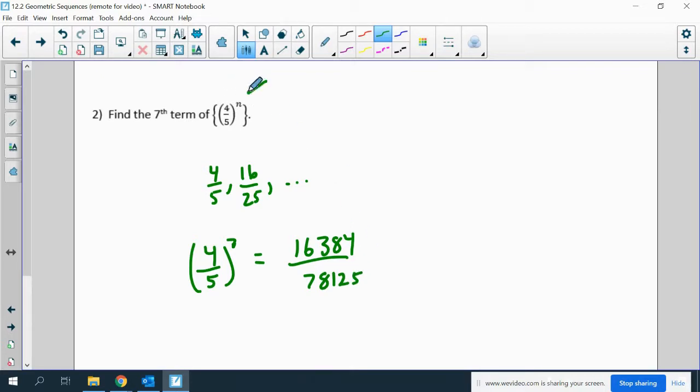Now you may be thinking, this doesn't look like the explicit form of a geometric sequence. Well, what is n equals 1? a sub 1 equals 4/5.